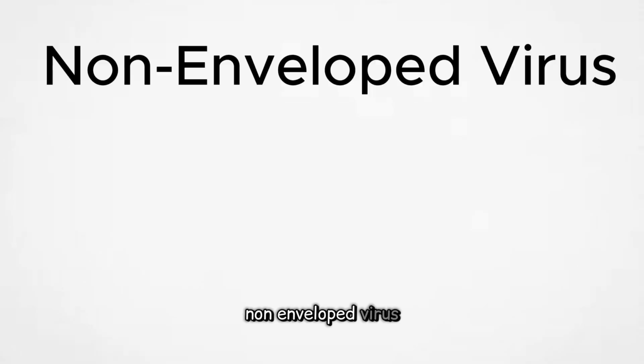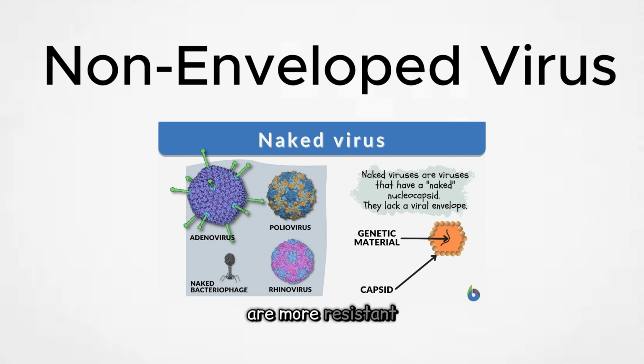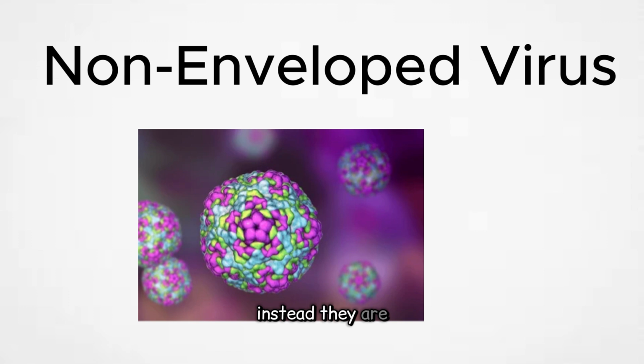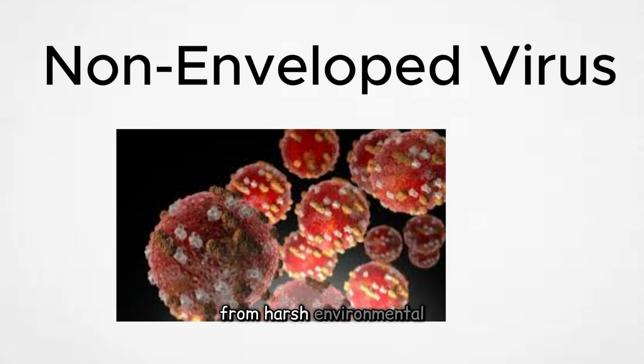Non-enveloped virus. Non-enveloped viruses are more resistant because they do not have a soft outer membrane. Instead, they are protected by a strong protein shell known as a capsid. This capsid acts like armor, shielding the virus from harsh environmental conditions.